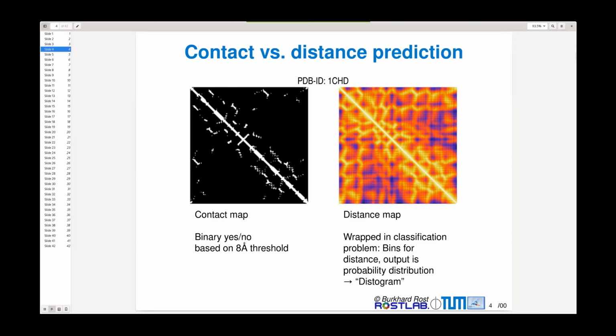Now, what would be in this representation the longest range contacts you can find? Where would they be?